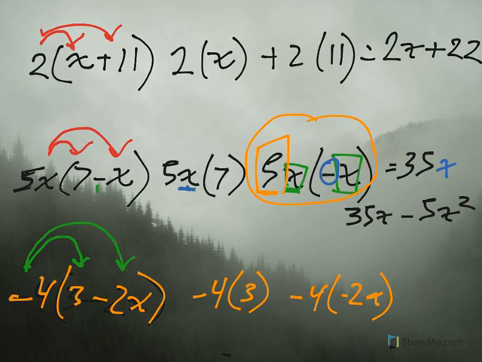What's negative 4 times 3, Stefan? So we have negative 12. What is negative 4 times negative 2x, Arthur? That would be 8x, and it's positive because a negative times a negative is a positive. Perfect. So that's our answer right here.